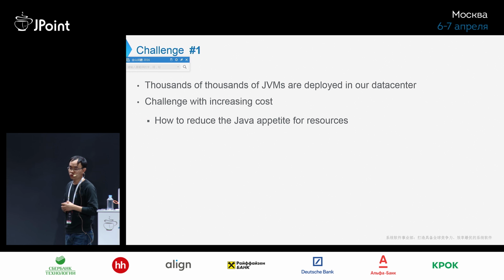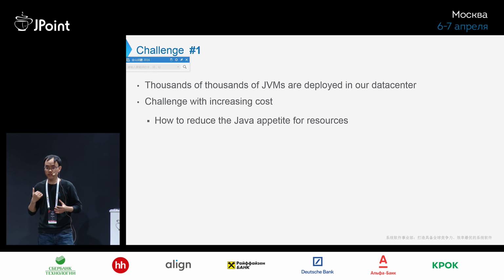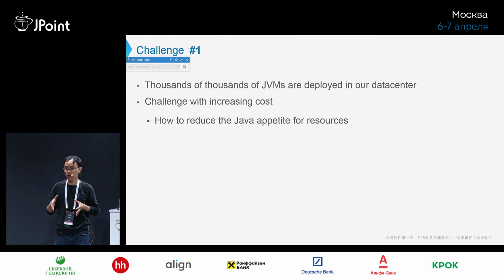Before I go into technical discussion, I list some key challenges we are facing. The first is that we have a very huge Java deployment inside Alibaba. So the key challenge here is how we can reduce hardware resource cost for such huge Java deployments.